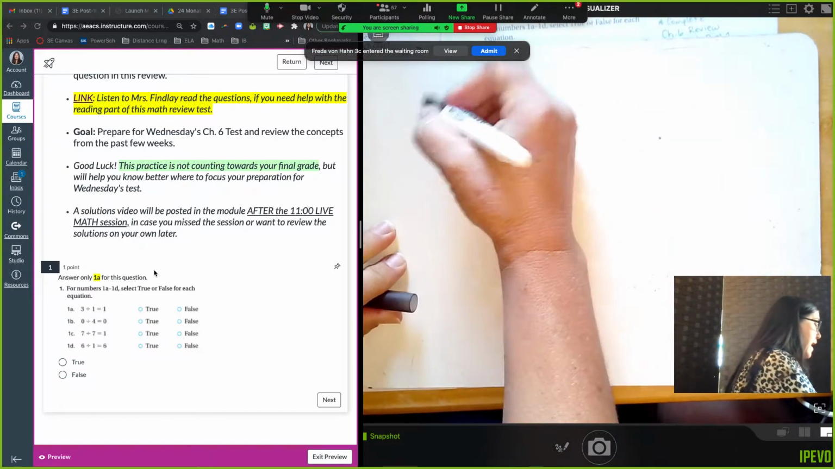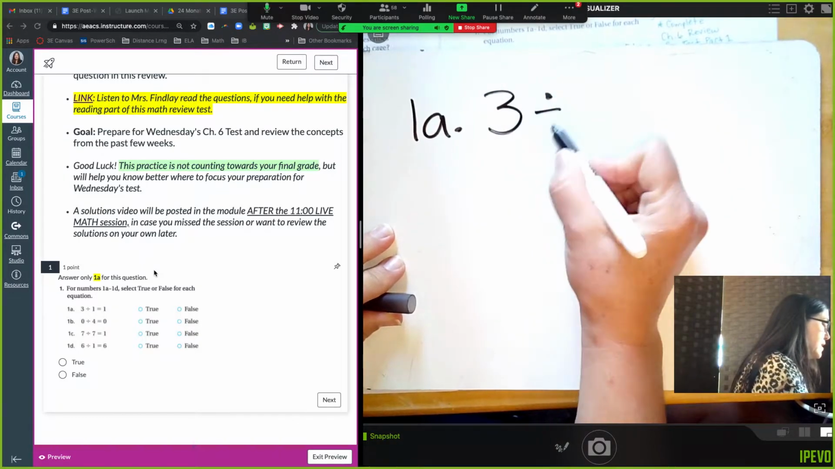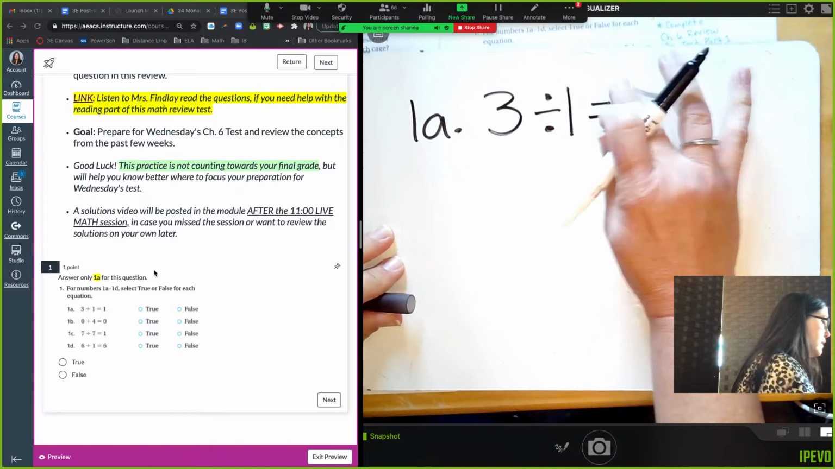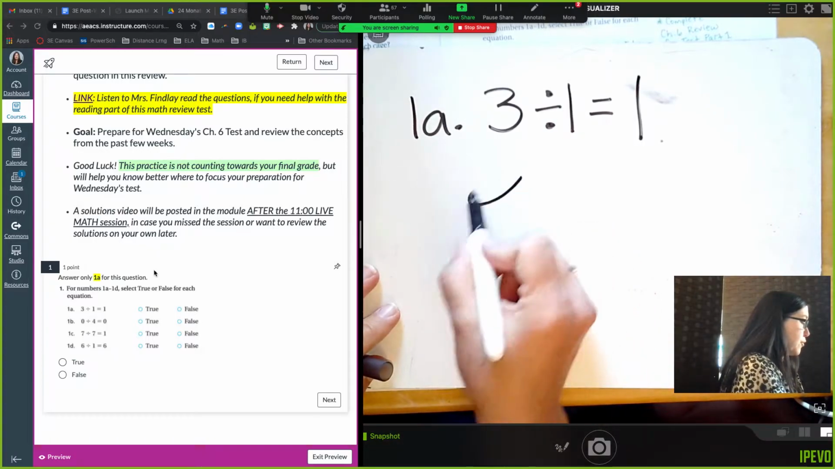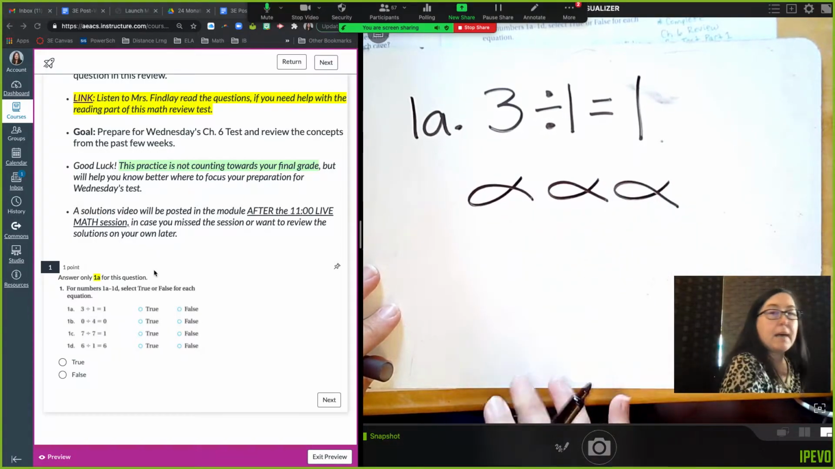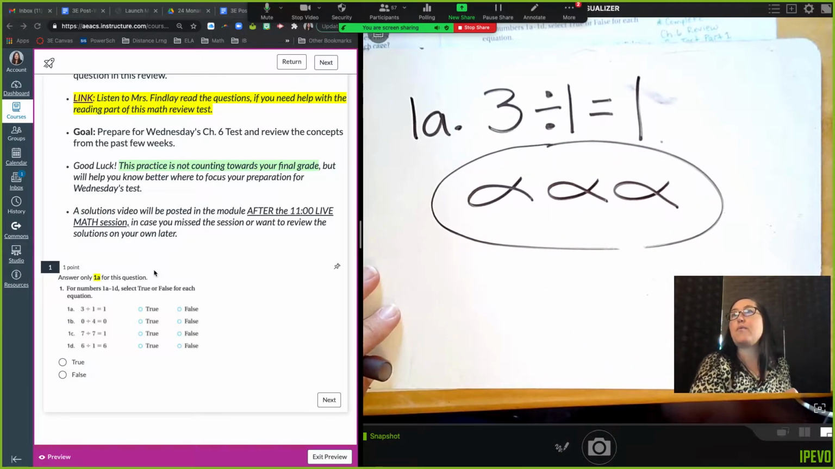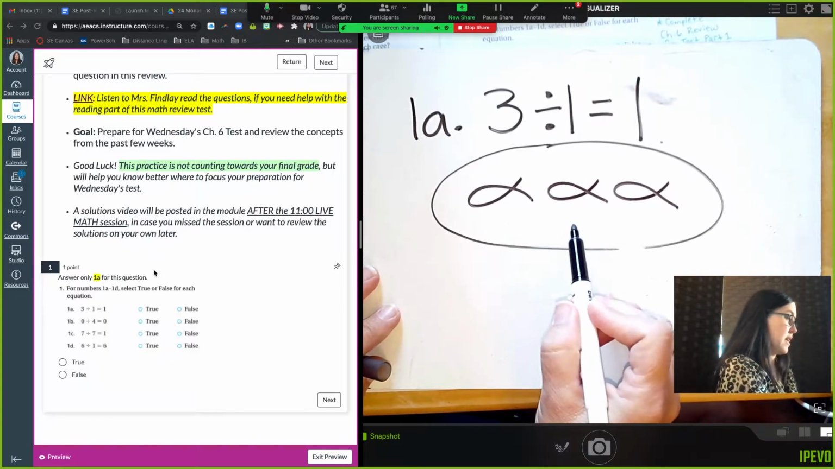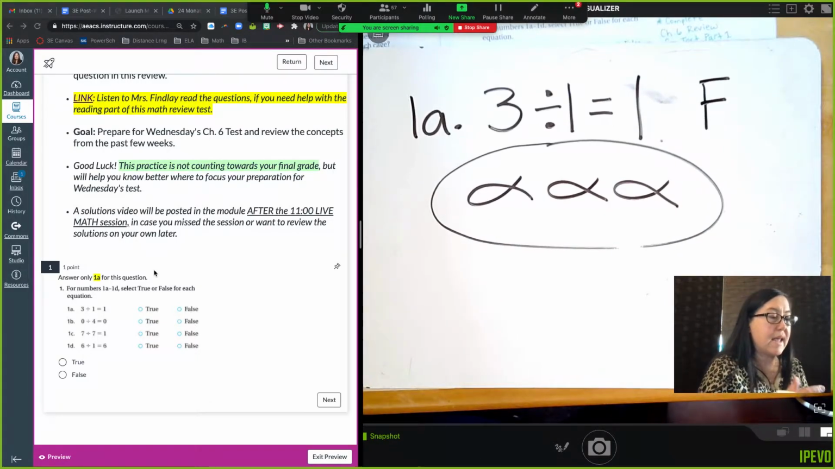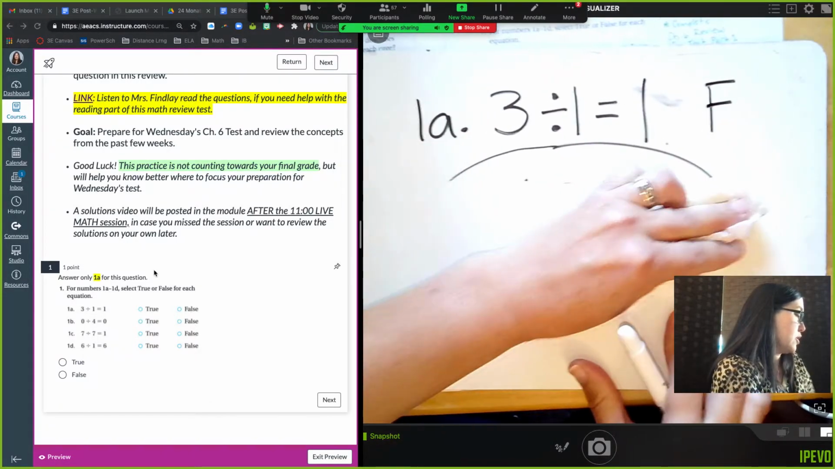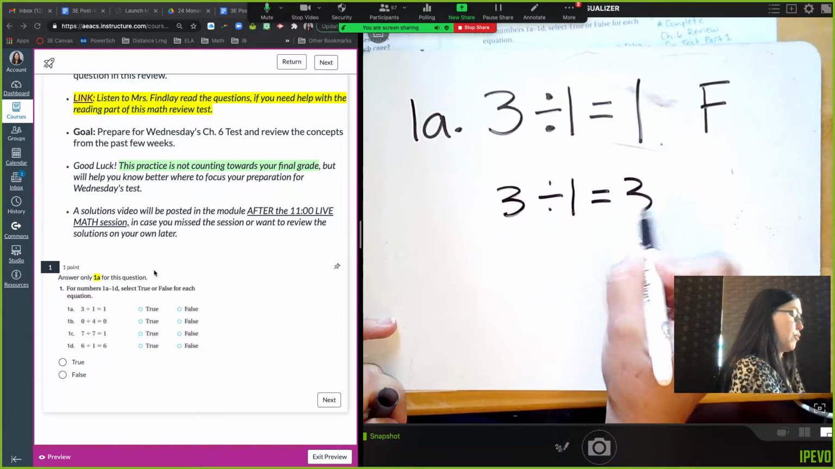Okay, so for 1A, you should have been asking yourself, 3 divided by 1 equals 1. That's what it said. Is that true? If I have 3 fish and I'm putting them into 1 fish tank, how many fish are in that fish tank? There's 3. So question 1A is actually false. The correct answer should be 3 divided by 1 equals 3.